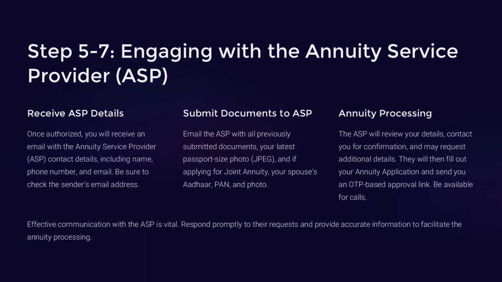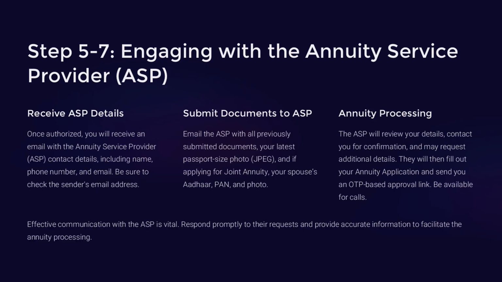5. Once authorization is complete, you'll receive an email with the contact information of your chosen annuity service provider, also called the ASP. This will include their name, phone number, and email ID. 6. Now, reach out to the ASP. Send them the same set of documents along with your passport-size photograph. If you're opting for a joint annuity, include your spouse's documents and photograph as well.